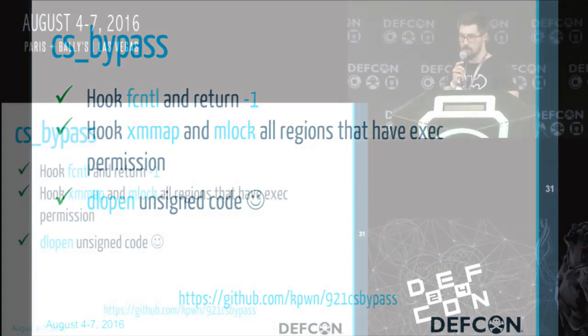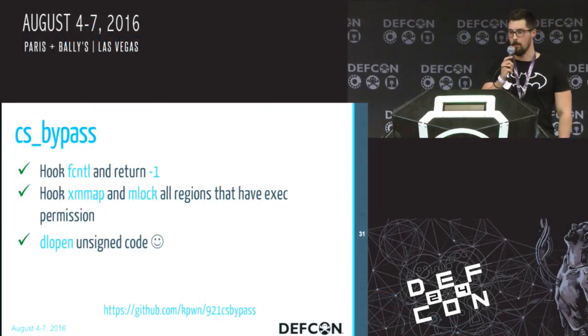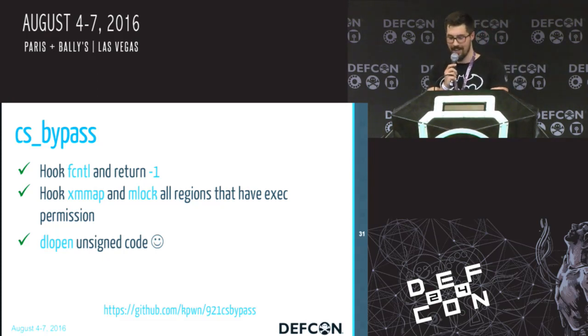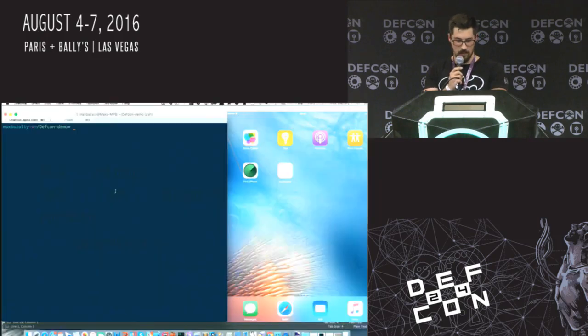This is basically how CS bypass was born. We hook fcntl and return -1 to prevent code signature loading. Next, we hook xmap and lock all the regions that have executable permissions, and there is just step number 3, dlopen unsigned code. This technique was open sourced by Luca Todesco and is available on GitHub, so you can check it. Now it's demo time.